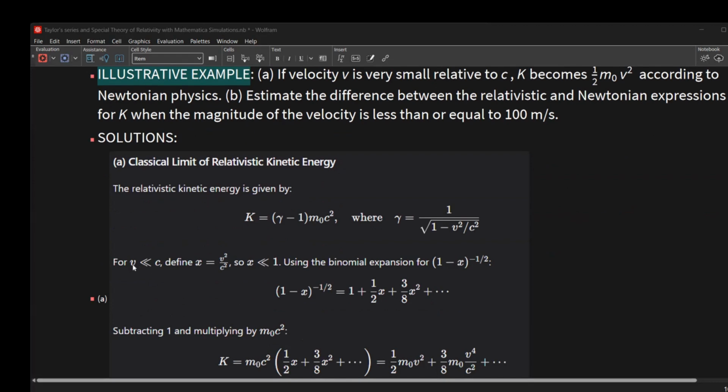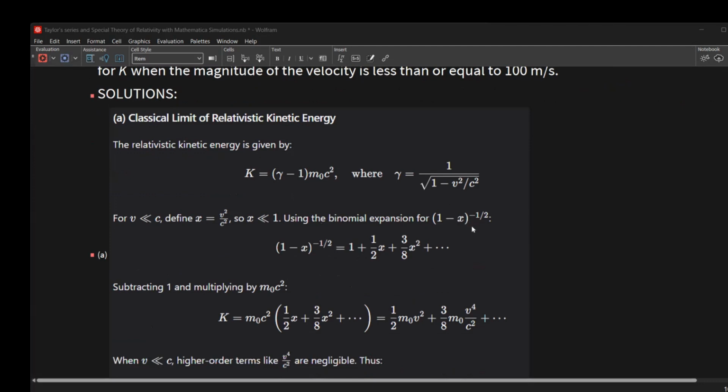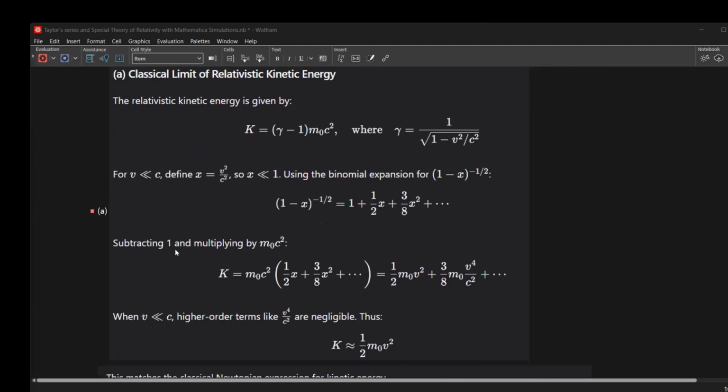Now for the speed of the moving object much less than the speed of light, define x equal to v squared over c squared. So x here is much less than 1. Using the binomial expansion for 1 minus x raised to the negative 1 half, this is the binomial expansion here. Then I'm subtracting 1 and multiplying by the rest energy. So we have these expressions.